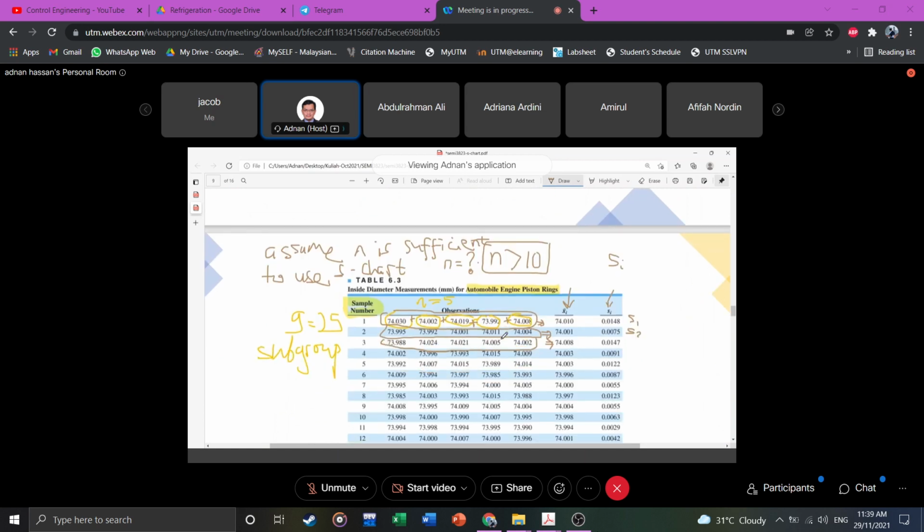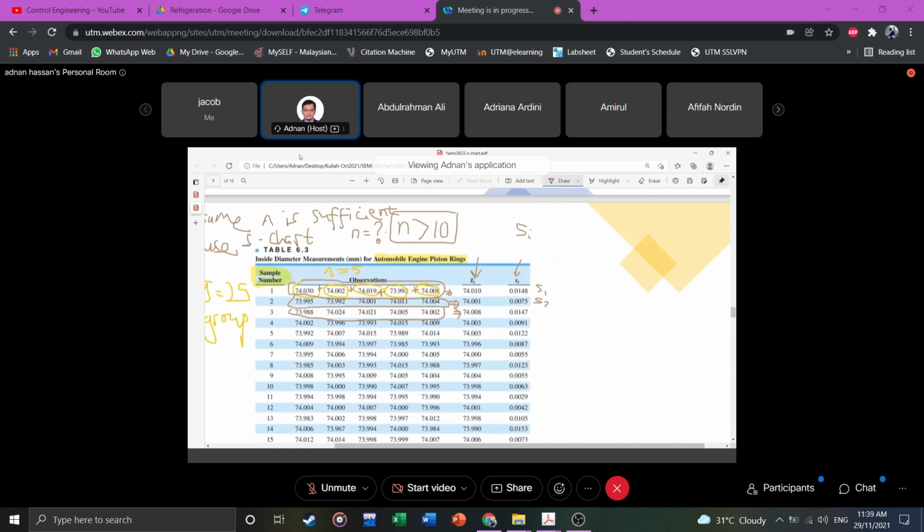So what you do is, in this case you already have this number, 74. Okay, the S1. I'm referring to the first number, this number. S1 is equal to 74.03 minus the average here, 74.01.